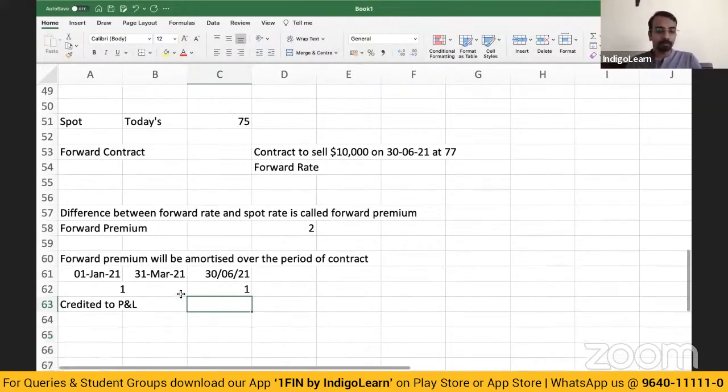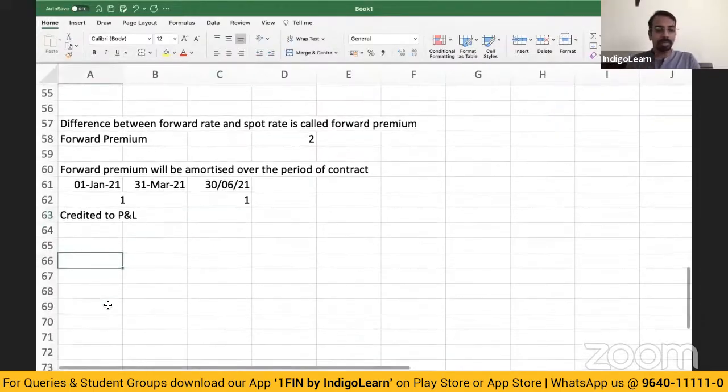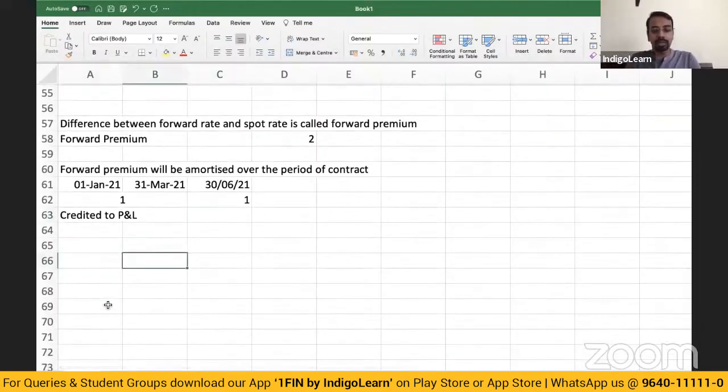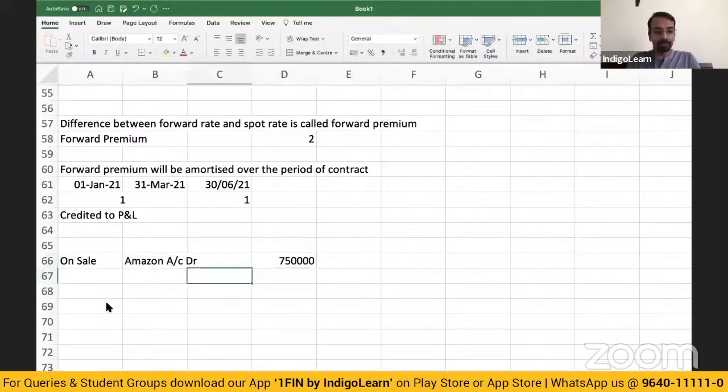Now, some of you may be wondering how this will happen in the accounting aspect. Let me quickly give those entries to you so that there is no confusion. On sale, what happens? Amazon account debit 75 multiplied by 10,000, 7,50,000 to sales 7,50,000. This is one thing that would happen. Ignore the restatement at the end of the financial year. That is already what we have understood.